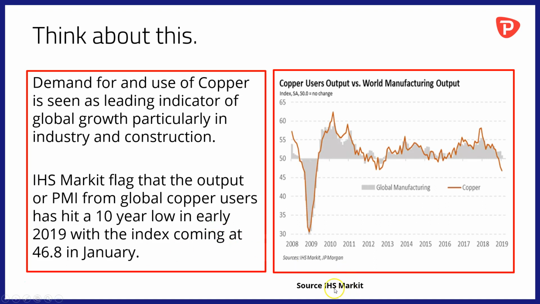The chart here, drawn from the IHS Markit report, shows global manufacturing PMIs versus copper. As I say, the copper usage is effectively seen as a leading indicator, and where that's heading is suggestive of a dip in manufacturing output. Hopefully not as steep or sharp as the one we saw in 2009, but you get the idea.